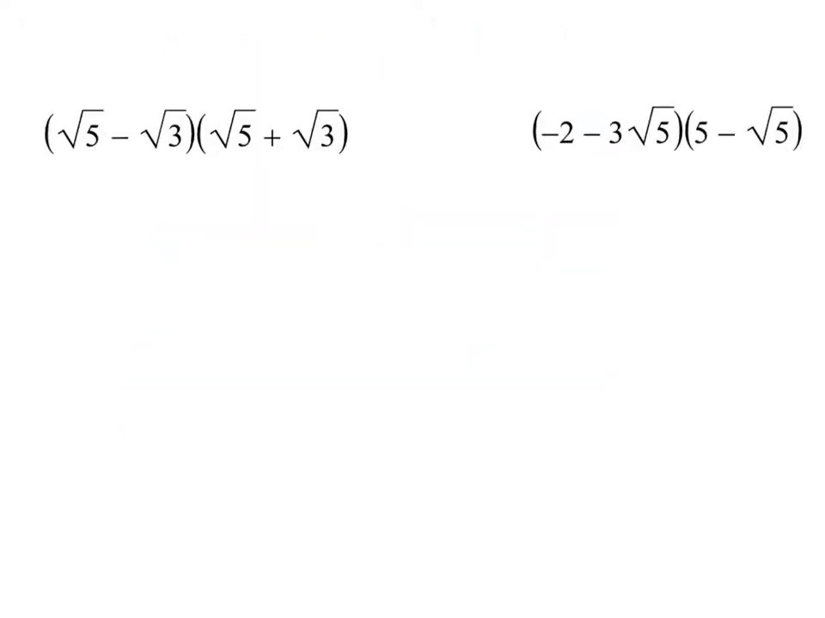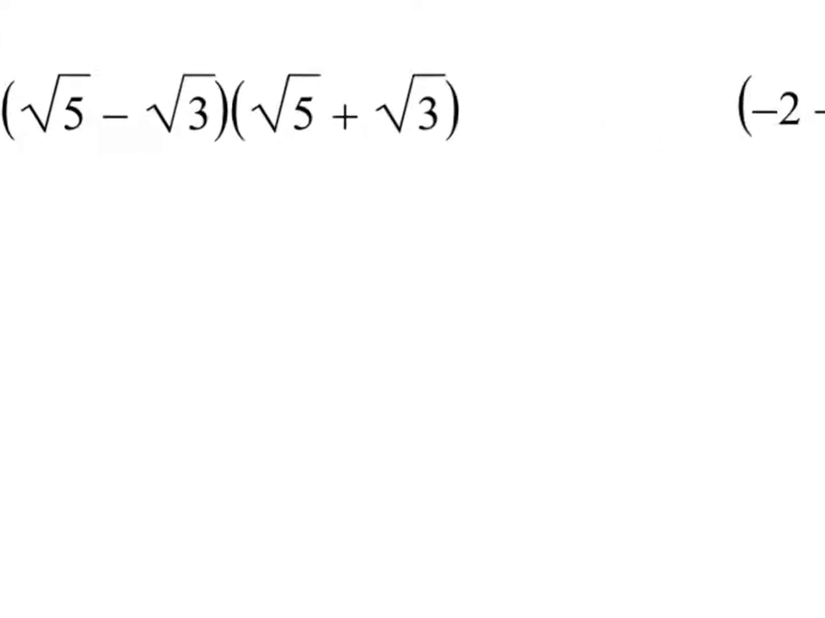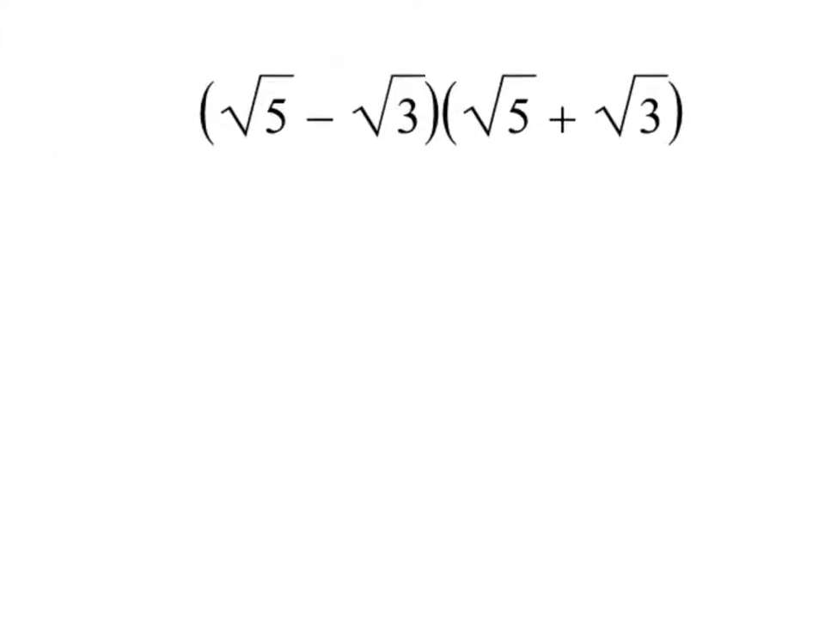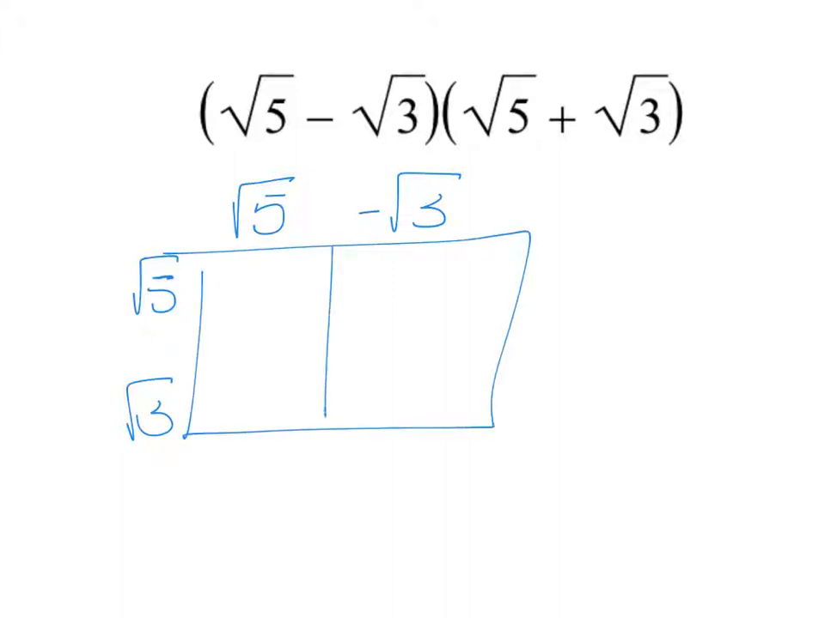In the next question, if you notice, both of these are binomials. So what you can do is either do FOIL or box method. I will do box method because most of you prefer. So I'm going to put the square root of 5 minus the square root of 3 on the top, and the square root of 5 plus the square root of 3 on the side. The square root of 5 times the square root of 5 is the square root of 25. And the square root of 5 times negative square root of 3 is a negative square root of 15.